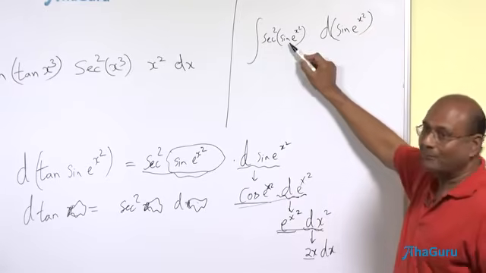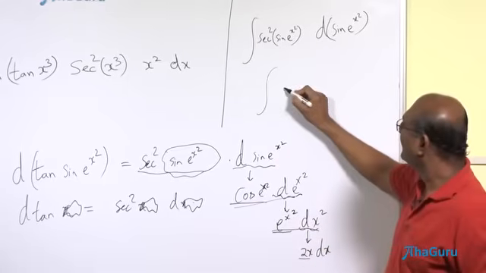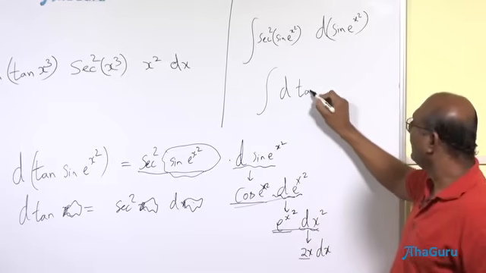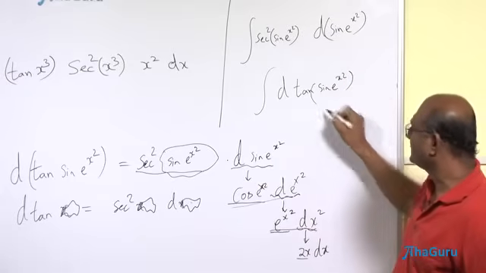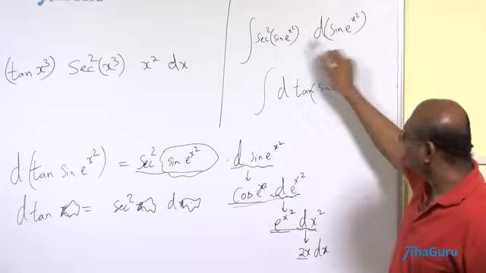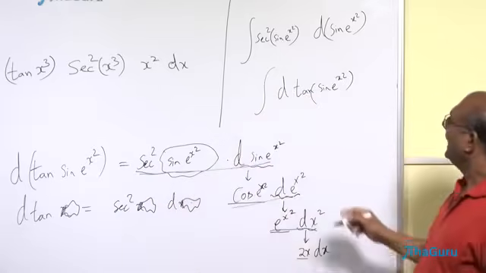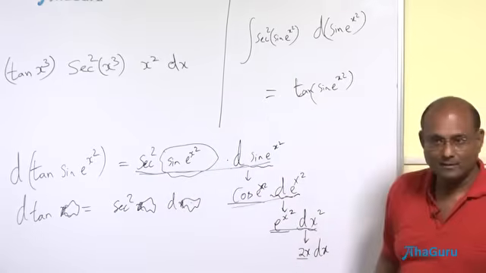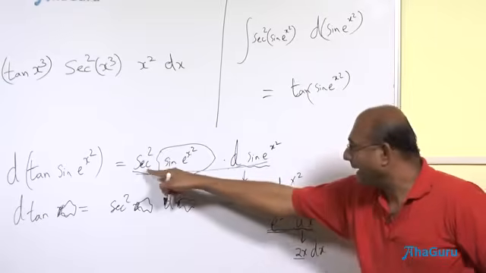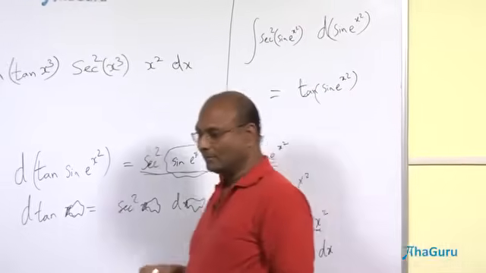Secant square blob d blob becomes, so this becomes integral d of tan of sine of e power x square, because when we took this, that was d of tan of sine of e power x square. And now the answer is that. So if the question came in this form, the answer is very easy.